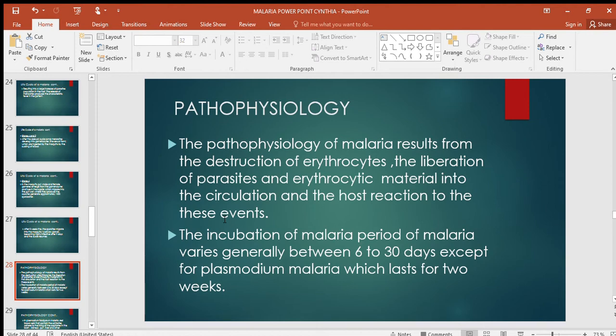As they are releasing those materials into the circulation, the body's immunity will now react to this event. The body will be alert to say there is an infection going on, so we need to fight it. So that's how the pathophysiology of malaria comes about. The incubation period of malaria varies generally between 6 and 30 days, except for Plasmodium malariae, which lasts for 2 weeks.